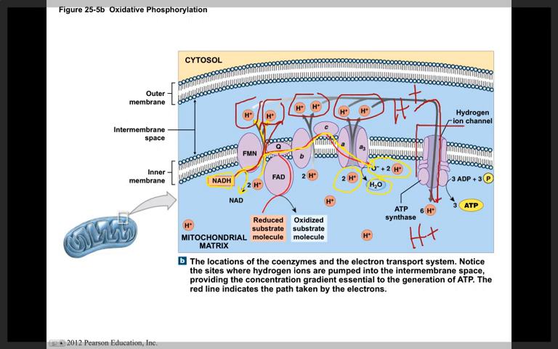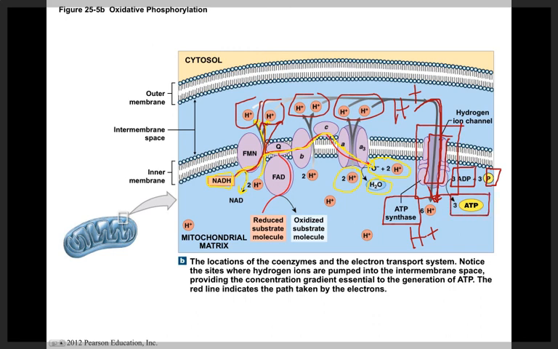In that last protein embedded in the inner membrane of this electron transport system, hydrogen will diffuse across down its concentration gradient. And as it diffuses across, it's going to activate this enzyme. And this enzyme's name is ATP synthase. As it activates, that enzyme is going to give the energy that's required to take ADP and phosphorylate it, or add a phosphate group to it, to create ATP.